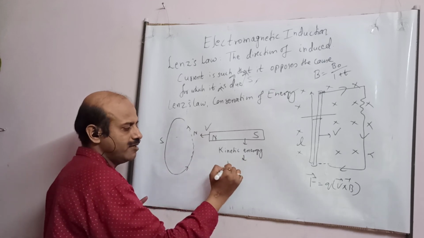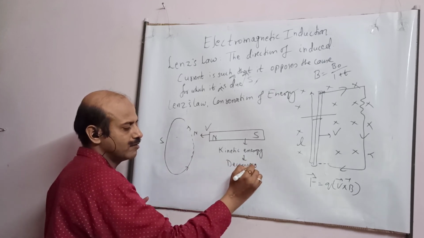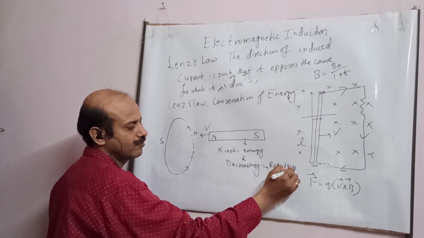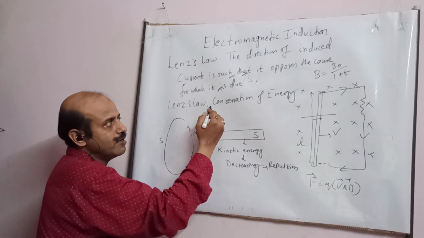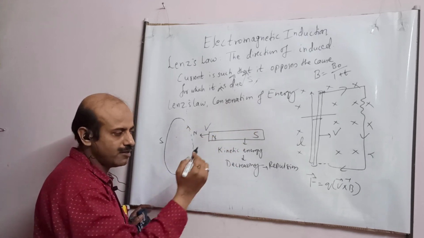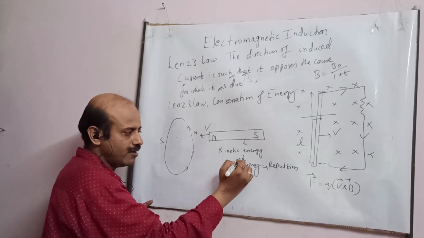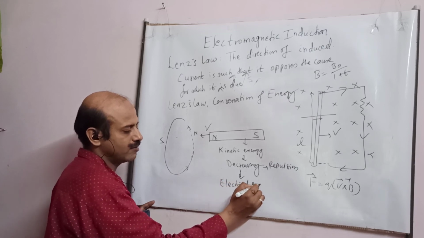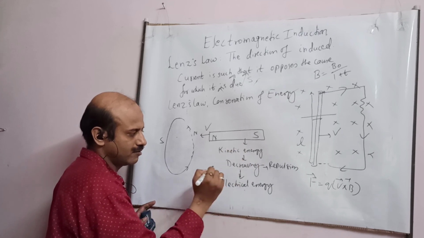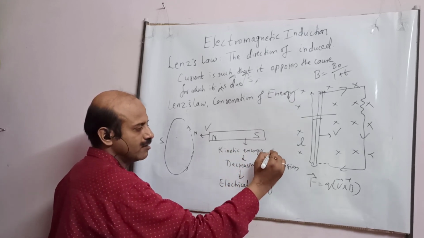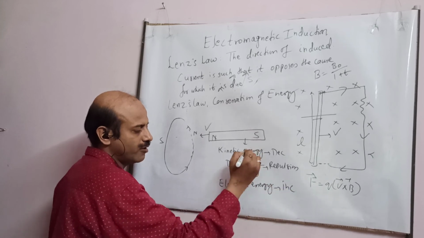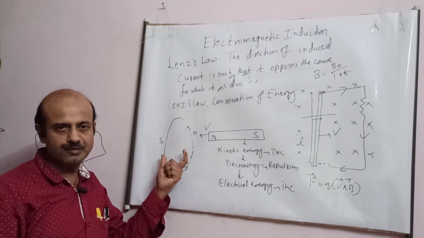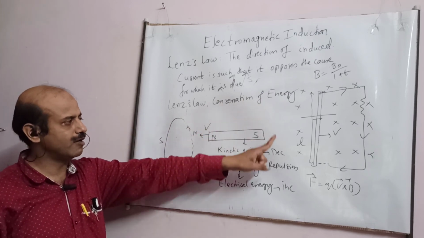And this energy is decreasing due to repulsion. But according to the law of conservation of energy, total energy is constant. Where is this energy going? This energy is decreasing, it is converted into electrical energy. See, this energy is decreasing, this is increasing. So total energy is constant, mechanical energy is converted into electrical energy. So Lenz's law follows the law of conservation of energy.